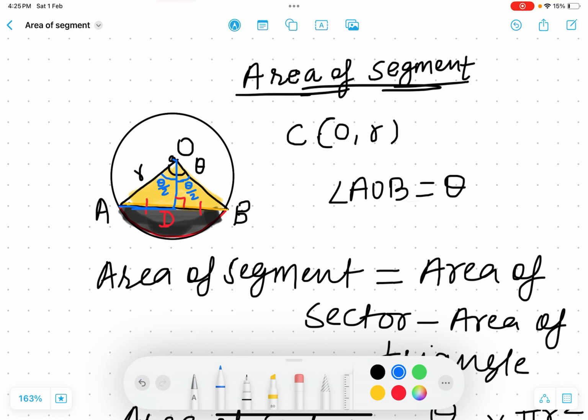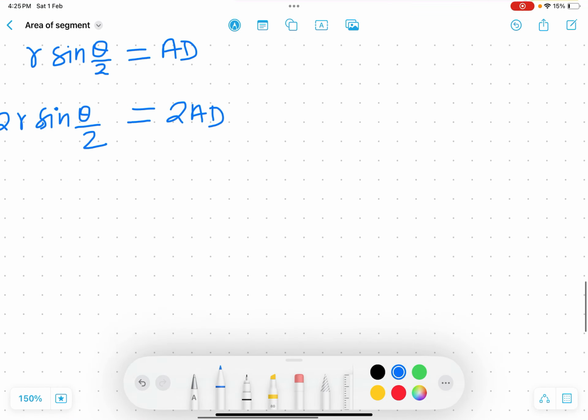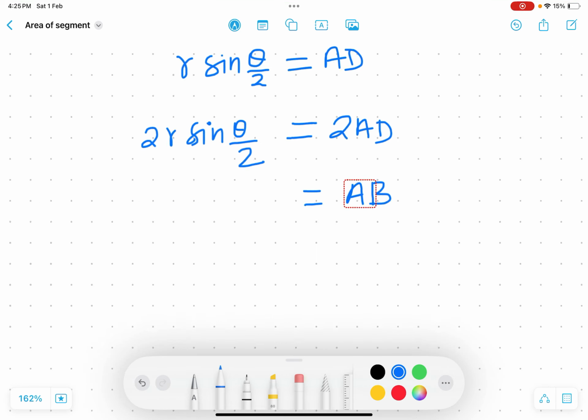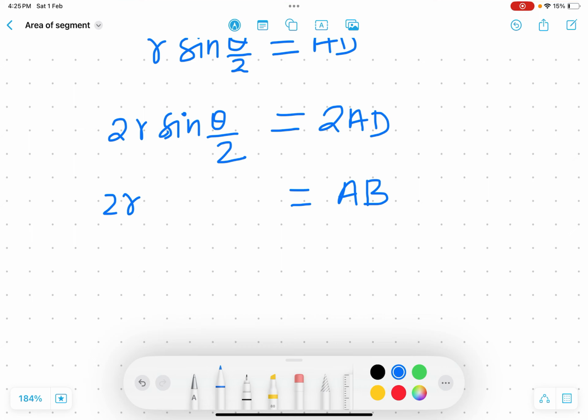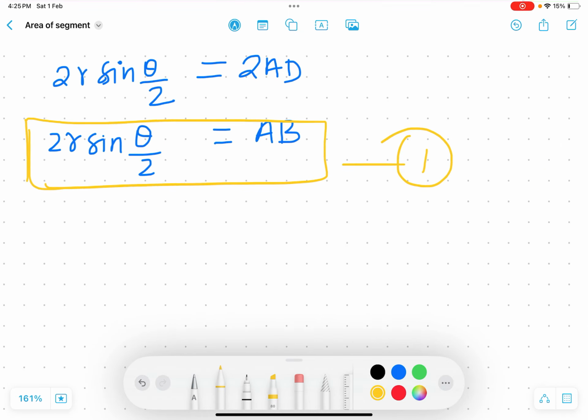AD का दो गुना क्या हो जाएगा? AB हो जाएगा कि नहीं? क्योंकि AD और BD क्या है? They are equal. So instead of 2AD, shall we write AB? So AB is equal to 2R sine theta by 2. Okay, so I'm going to circle it. We will mark it as equation A1.